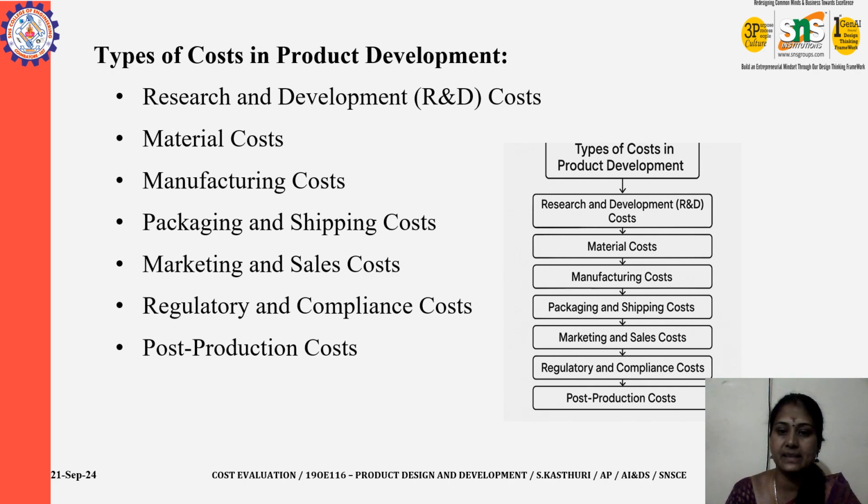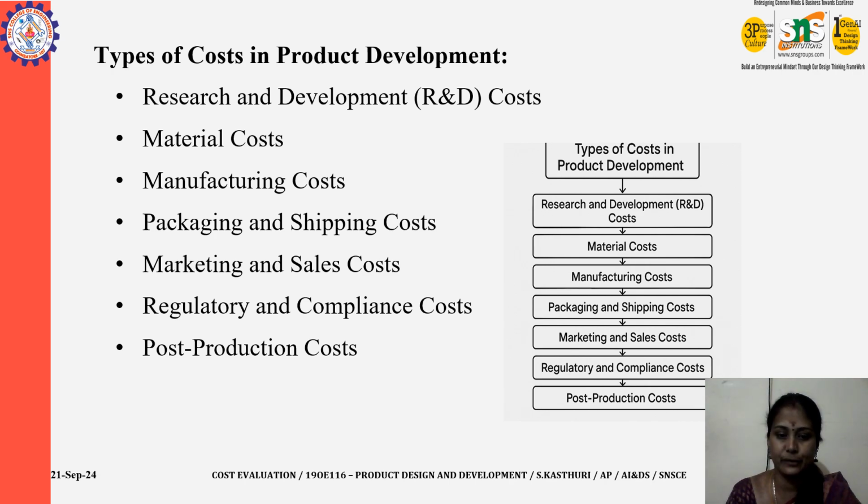Next comes the types of cost in product development. The first one is the research and development cost. These costs include the cost of the initial design, including hiring designers, engineers, and researchers. The second one is the material cost. The cost of acquiring materials for manufacturing the product falls under this category.